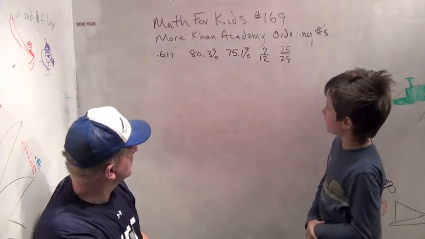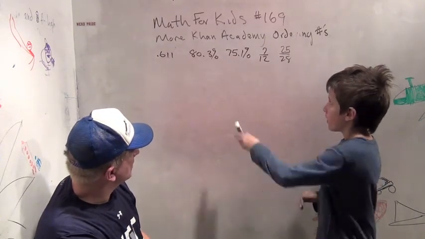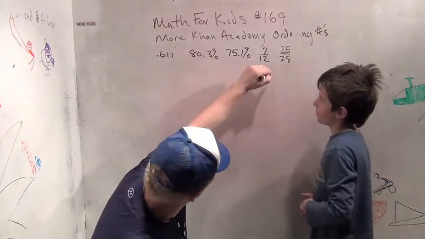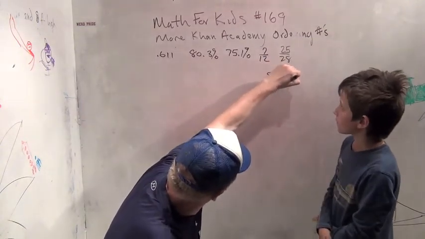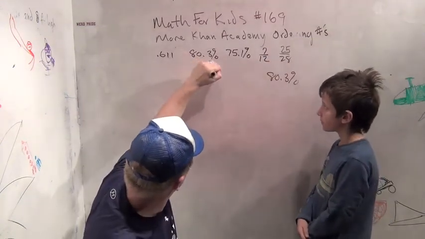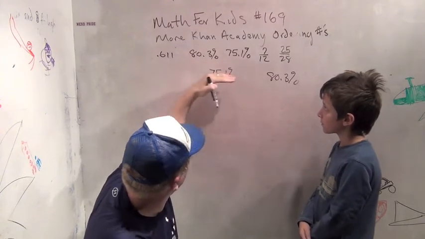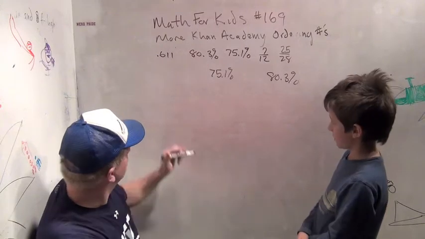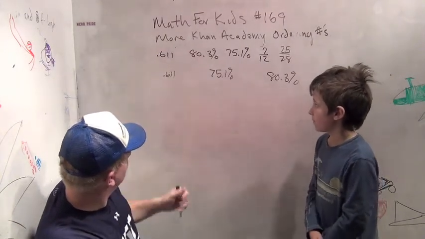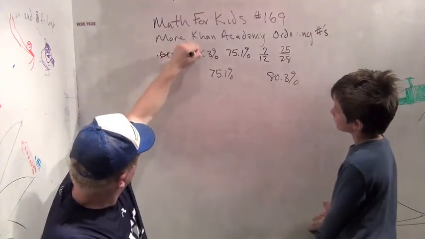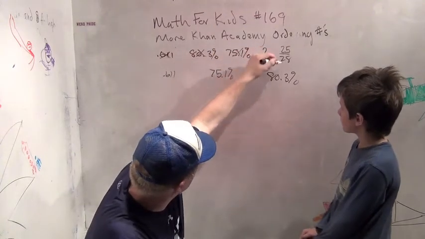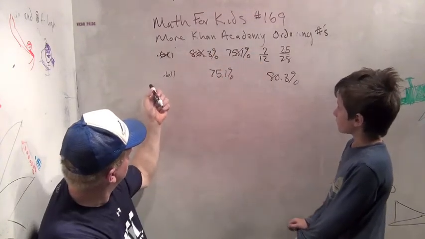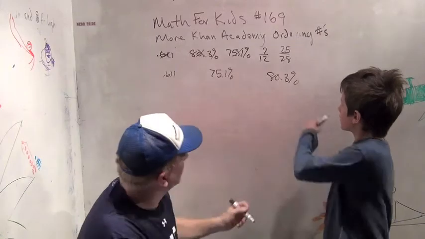Ones that are easy to order: 80.3%, 75.1%. I'm going to leave bigger gaps here because we don't know where these other ones are going to go. And then the other one, 0.611. Okay, so now we've got to put 7/12 and 25/28 either in between or over here.